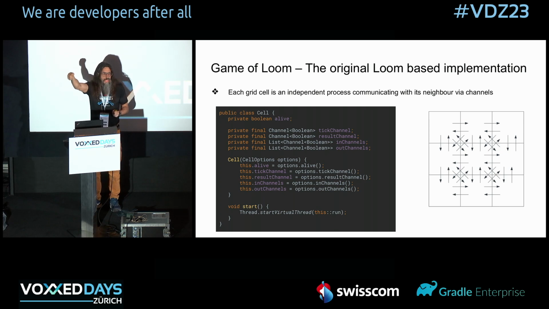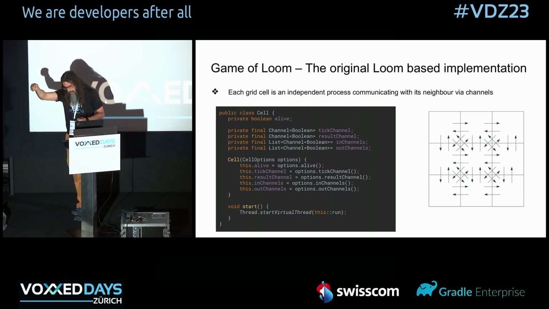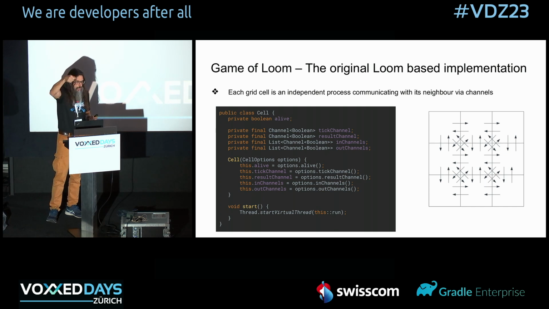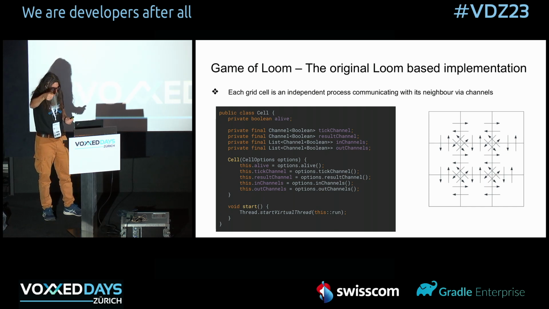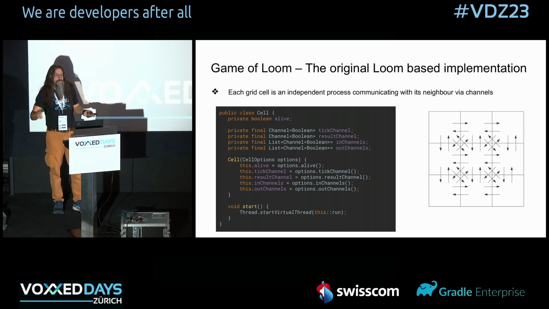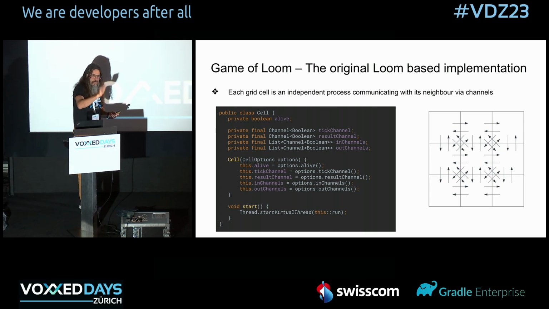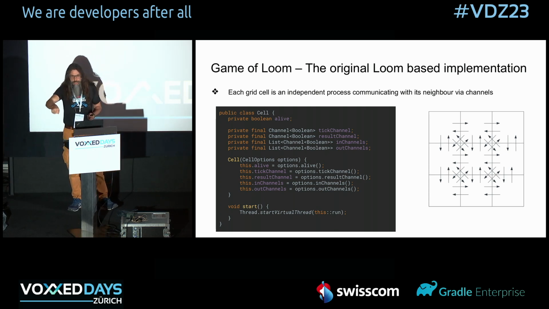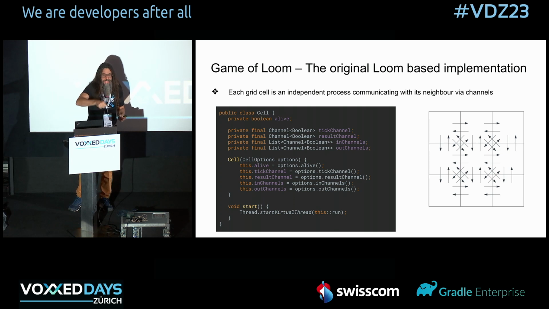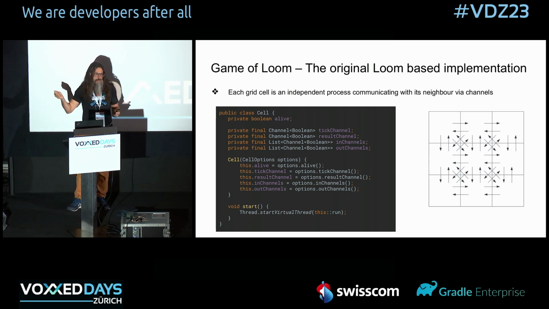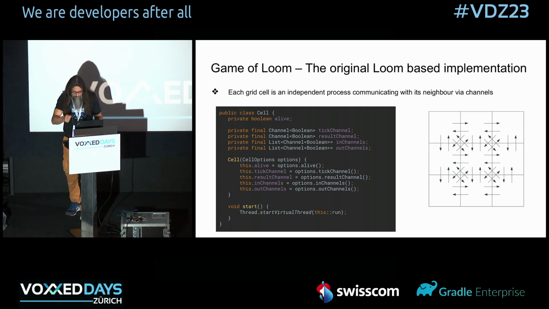there is another list of channels through which the cell reads the state of the neighbors to calculate its own at the next iteration. And then there is another channel where the coordinator gives a tick signal to say, okay, this is now the moment to calculate the next frame. And then there is another channel where the coordinator reads the result, meaning reads the liveness of that cell.